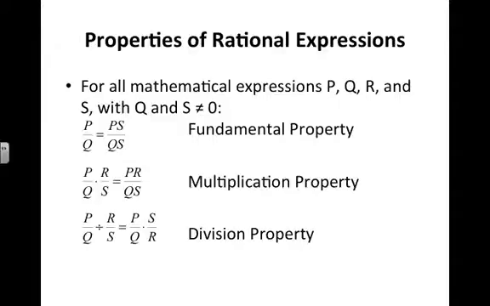The multiplication property is just like multiplication of fractions. P over Q times R over S is equal to P times R over Q times S. P over Q divided by R over S is just like division of fractions with numbers. You just multiply by the reciprocal of the second fraction. So P over Q divided by R over S is equal to P over Q times S over R.